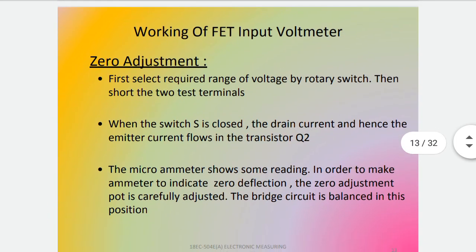which means if we consider this working action as case 1 and case 2, in case 1 when the input voltage is 0, that is when the input terminals are shorted, the meter should indicate 0. However, it does not indicate 0 as the bias current flowing through R2 drives some current through the indicating meter. The zero adjustment potentiometer R1 is to be adjusted to get zero deflection when the input is 0.